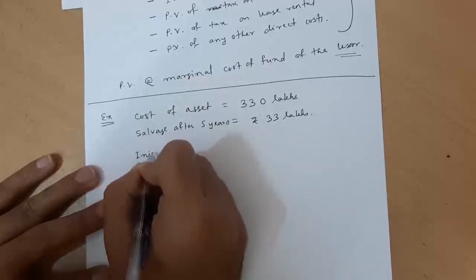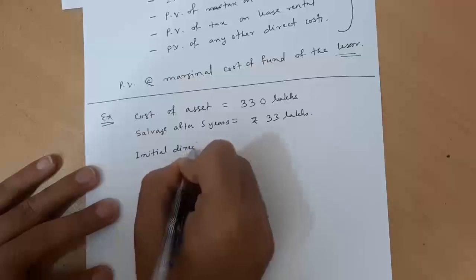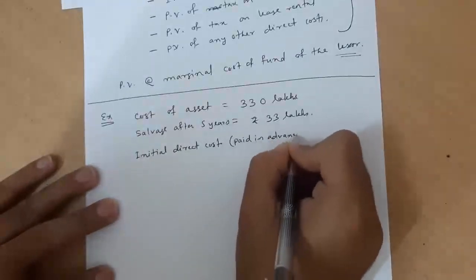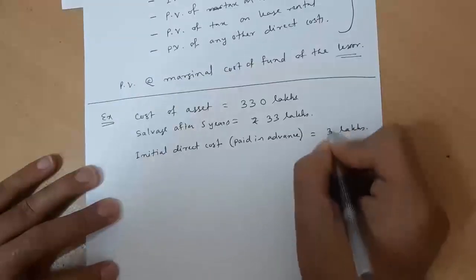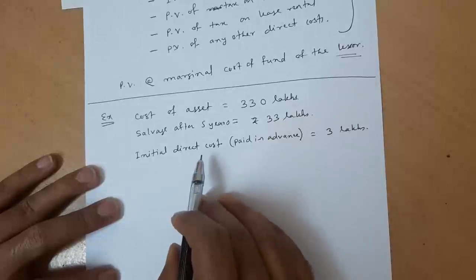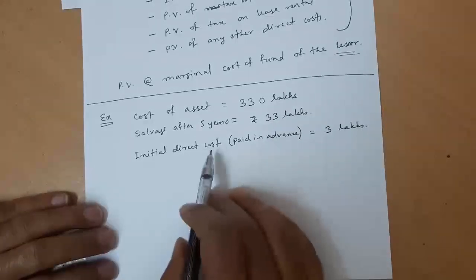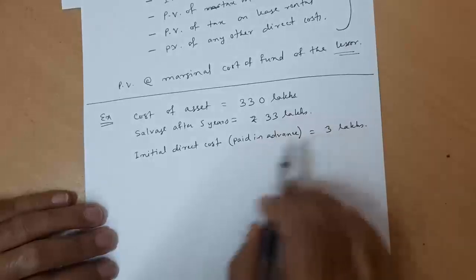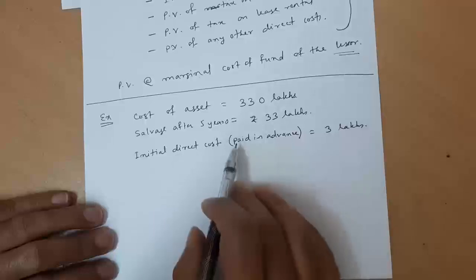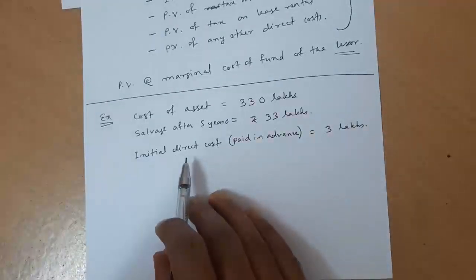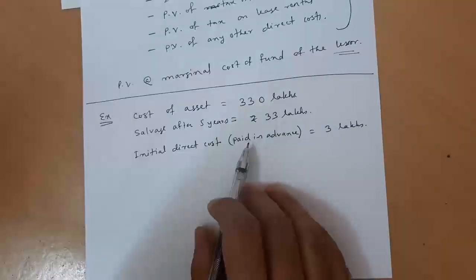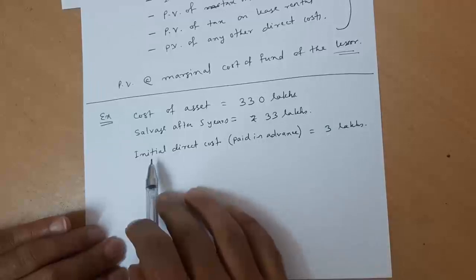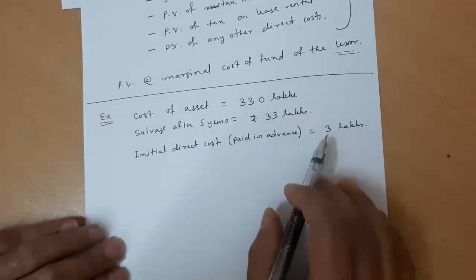Then there is some initial direct cost also, and these are paid in advance. That is 3 lakhs. Now what is this? See, these are some direct costs. Means the lessor is the owner of the asset, so whenever the lessor is buying the asset, he is getting some extra expenses also, so some direct costs are there. So that is 3 lakhs rupees, and this is paid in advance. Paid in advance means it is at the starting itself. So at the start of the lease, in year 0, these are paid. So the present value of this 3 lakhs is going to be 3 lakhs only, because these are paid in advance. That is at the initial stage only. So on today's date, you can say this is paid as 3 lakhs. So present value is going to be 3 lakhs only.